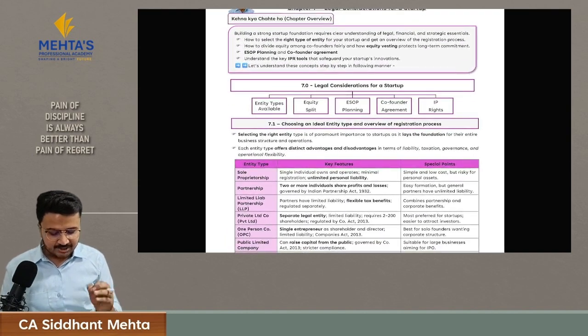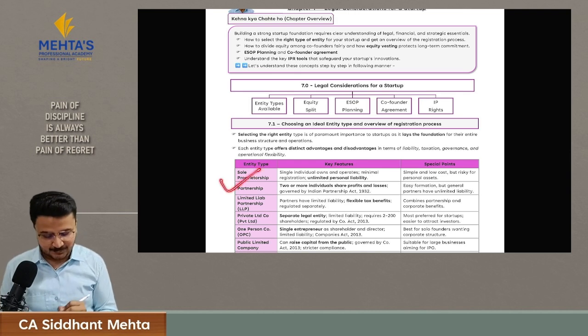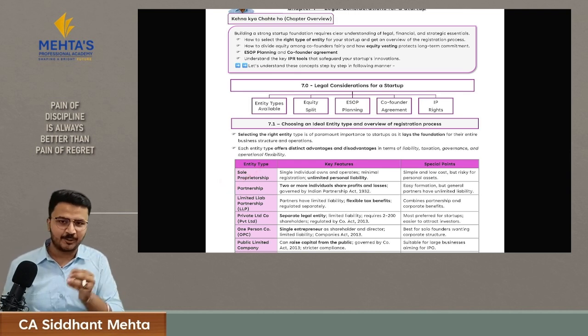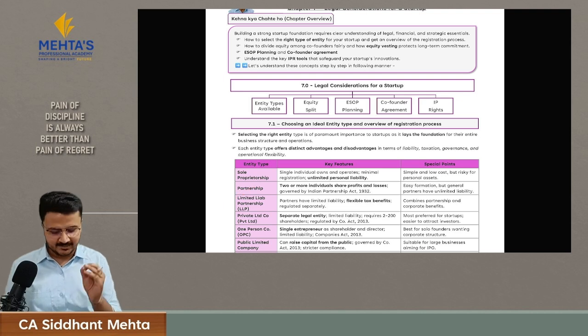Then comes your chapter number 7, which is legal considerations for startups. If you are opening your business in the form of sole proprietorship, then what will be the benefit for it and what are the limitations for it. If you are opening a partnership firm, then what will be the benefits or what will be the limitations. All these things we will understand in chapter number 7.